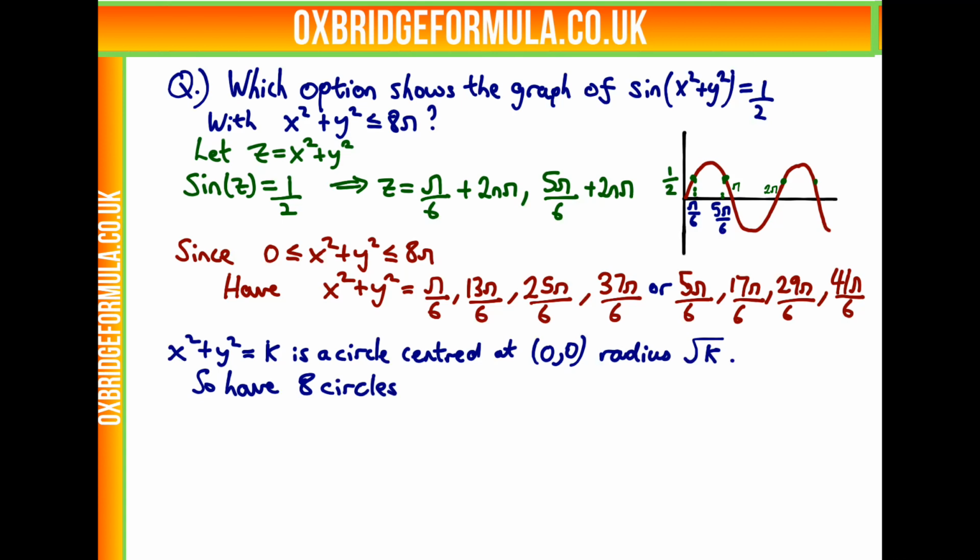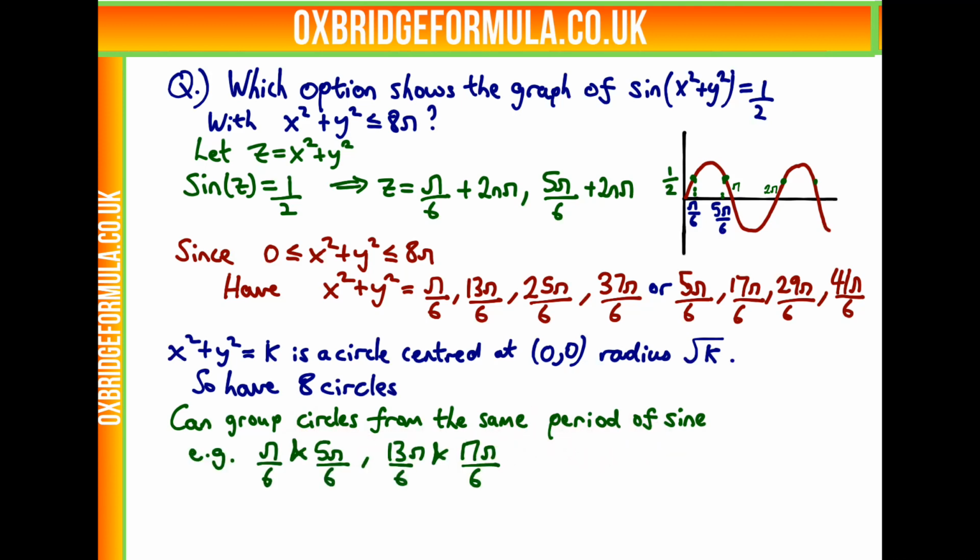And so what can we do? How might we be able to tell between the 5 graphs that were shown? Well, we notice that all our solutions come in kind of groups. So pi over 6 and 5 pi over 6 come in this pair from this first part of the sine wave, so this one peak. Then you also have 17 pi over 6 and 13 pi over 6 come from this region. So we can group the circles which have the radius from the same period of sine. And so we should see that our graph should come in pairs of circles.